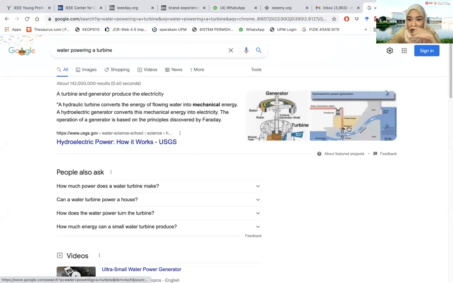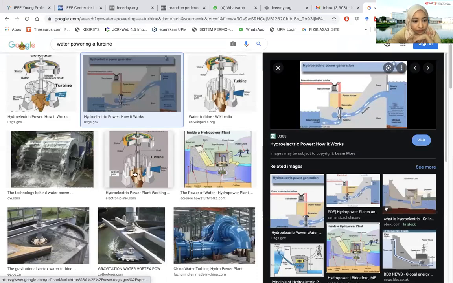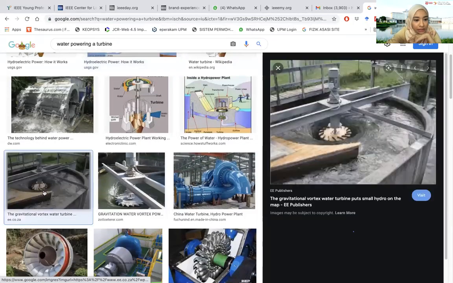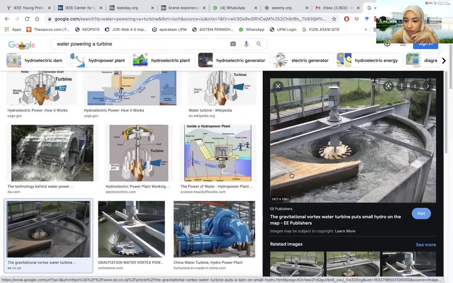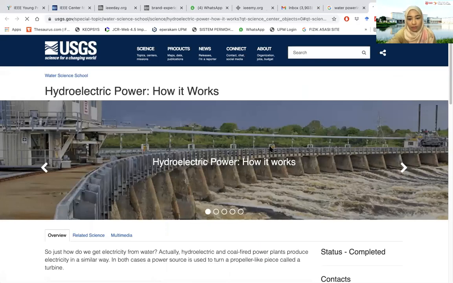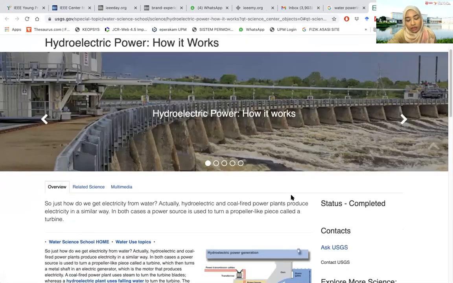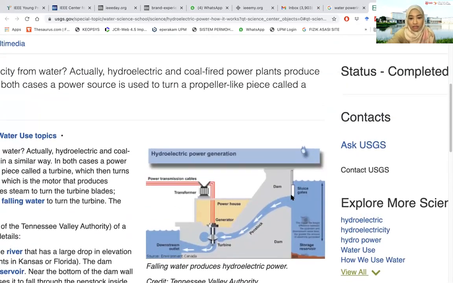Okay, so it looks like this. Okay, this diagram looks promising. Let's see. Serupa dia macam ni. Gravitational vortex, water turbine. Don't know. Okay, this one. Let's go for this one. Hydroelectric power, how it works. Why am I interested? I'm not interested sangat pun. Tapi saya nak tahulah juga sebab saya nak kena cerita.